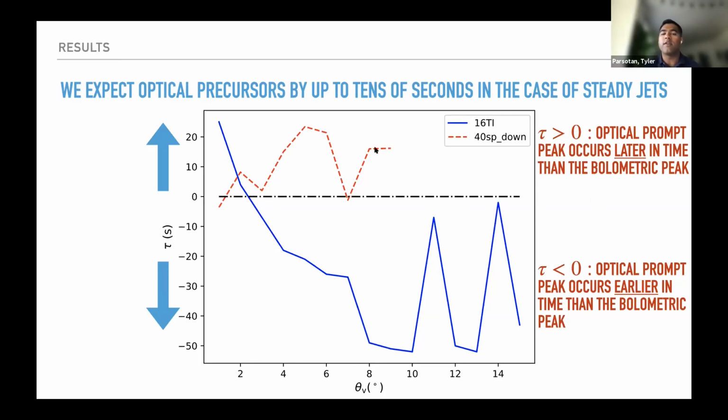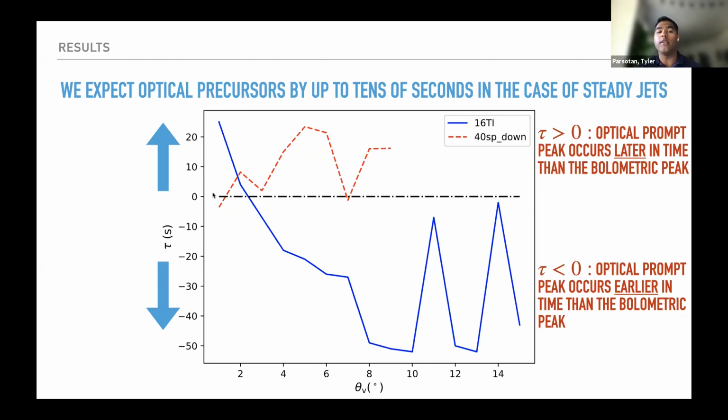And immediately you can see that our 40 spike down simulation here, shown in red, for the most part has positive tau, meaning that for a variable jet under the photospheric model for this simulation, we would expect the optical prompt peak to occur later in time than the bolometric peak. For the 16 Ti simulation, where we have a constant jet, we can see that at large theta V, we expect there to be optical prompt emission occurring earlier in time than the bolometric emission. And the bolometric is typically dominated by the gamma ray emission. So we expect there to be some sort of optical detection and then a rise in the gamma ray detection.